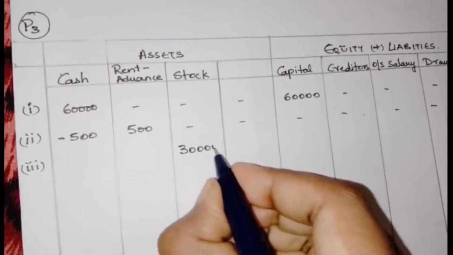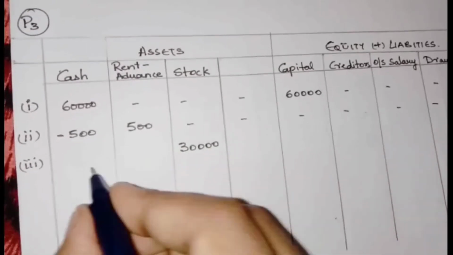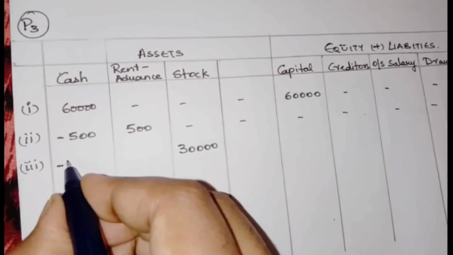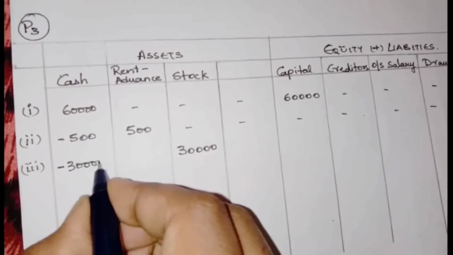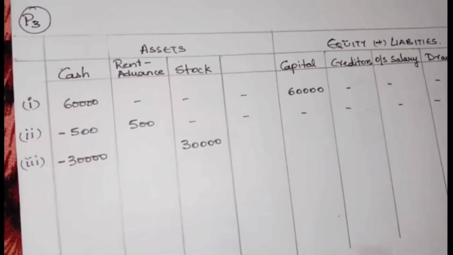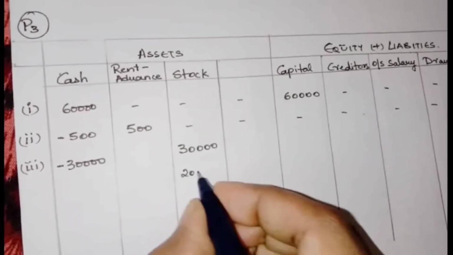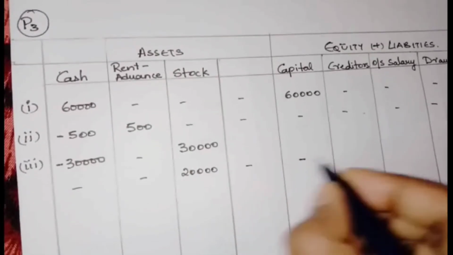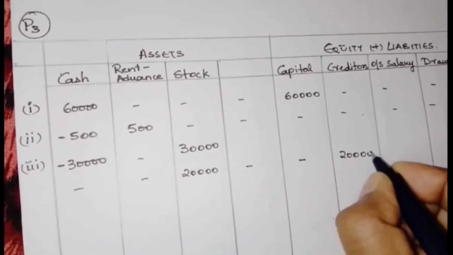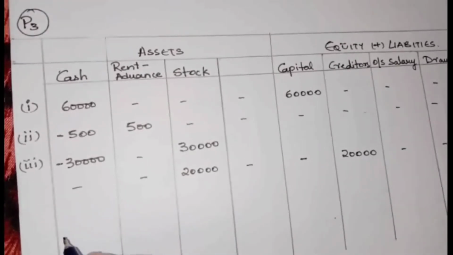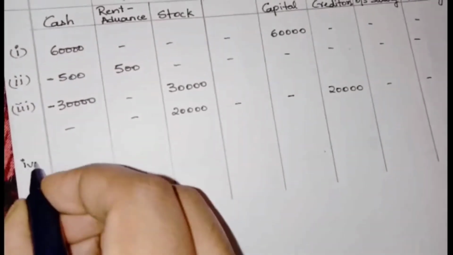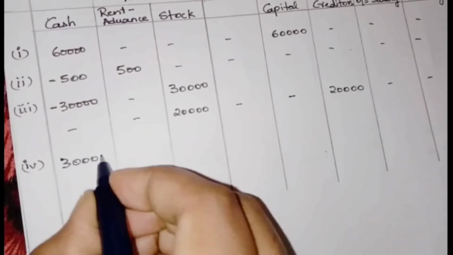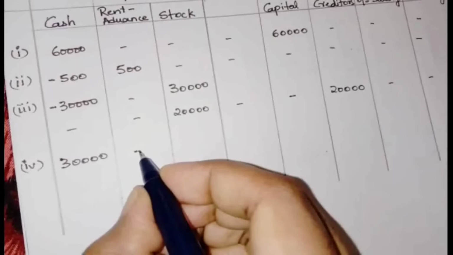And the third one, purchased goods for cash 30,000 and credit rupees 20,000. There are two transactions in this. So the cash purchase is 30,000. Stock is coming in, so add up the stock 30,000 and we are paying cash. Deduct the cash by 30,000. Next there is a credit purchase of 20,000. So stock is coming in, add up the stock 20,000 and we are not paying in cash. There is a creditor, so increase the creditor balance by rupees 20,000.